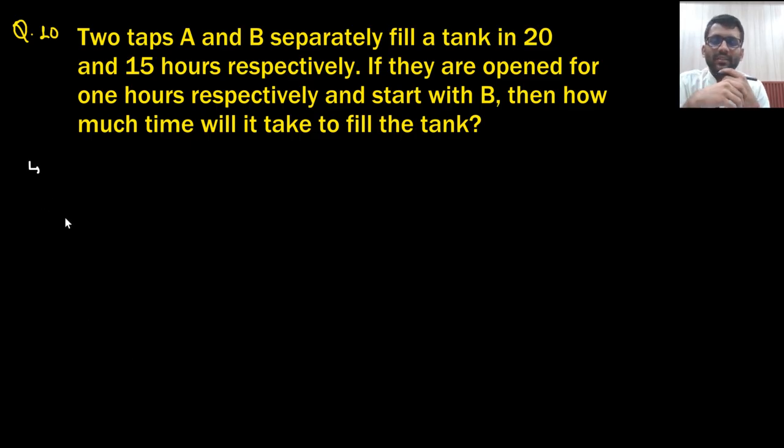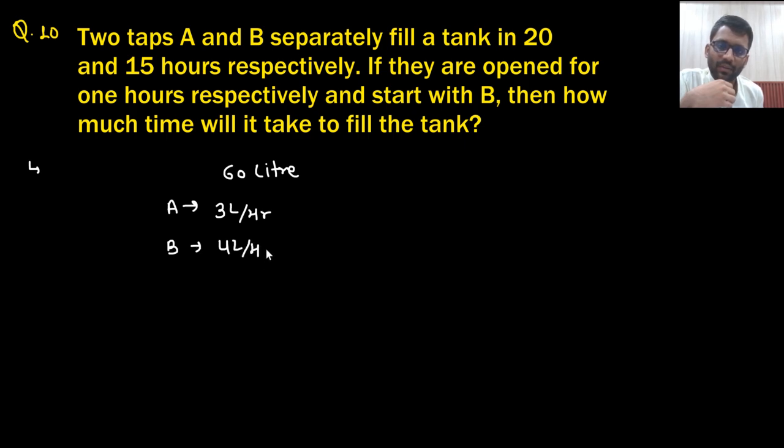Two taps A and B separately fill a tank in 20 hours and 15 hours. If 20 and 15, so 60 I can take, right? 60 liter. So A will give you 3 liter per hour and B will give you 4 liter per hour. If they are open for 1 hour respectively, meaning alternately, starting with B, then how much time will it take to fill the tank?